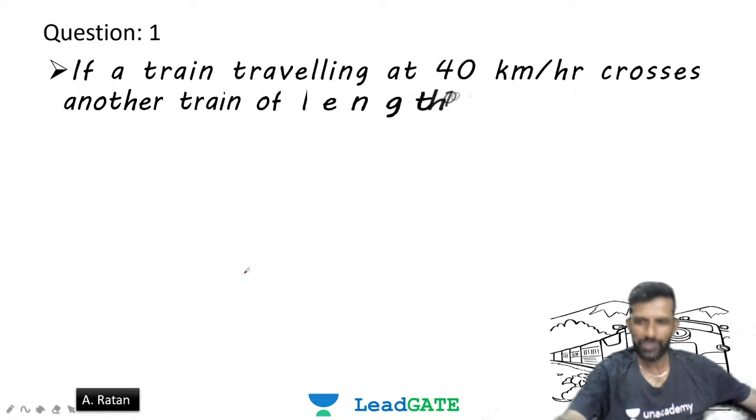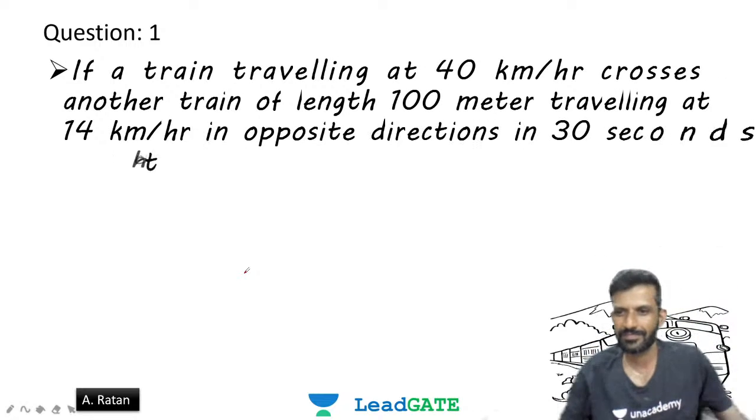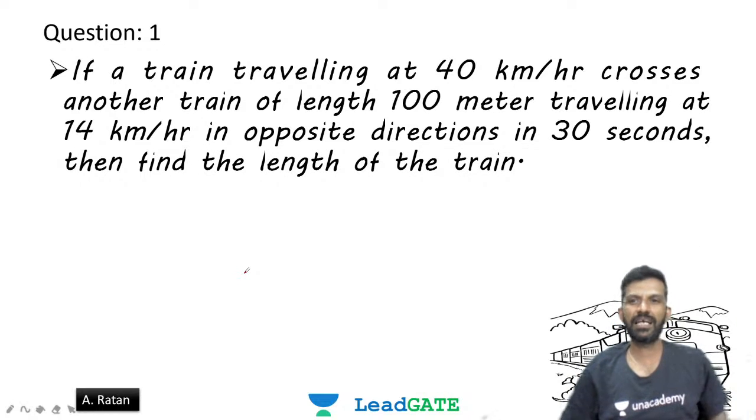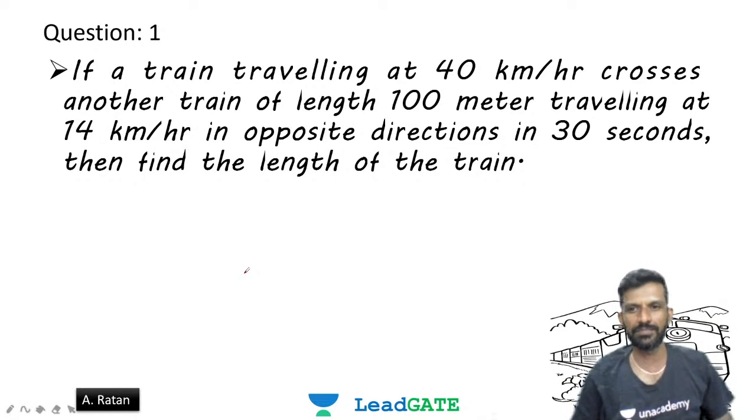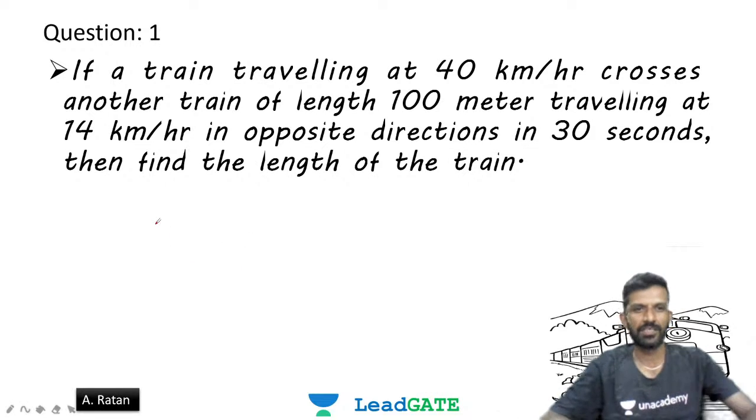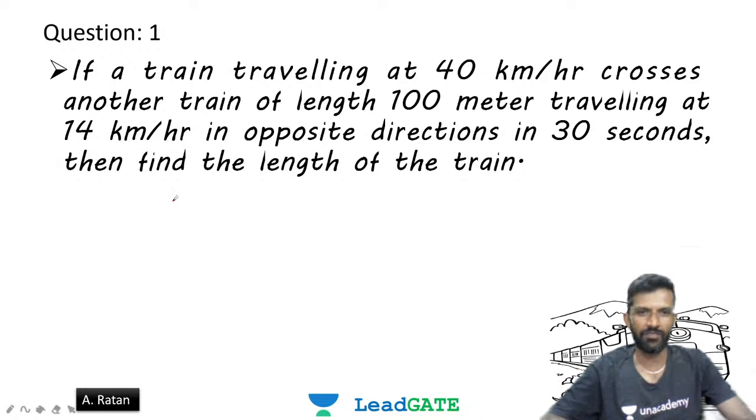Now, here is the question. Try the answer for this. If a train traveling at 40 km per hour crosses another train of length 100 meter traveling at 14 km per hour in the opposite direction in 30 seconds, then find the length of the train. So let us understand. A train is traveling at 40 km per hour, crosses another train of length 100 meter, traveling at 14 km per hour in opposite direction in 30 seconds. Find the length of the train.